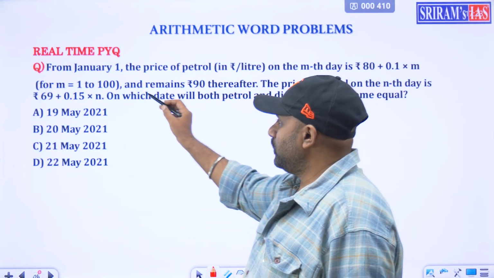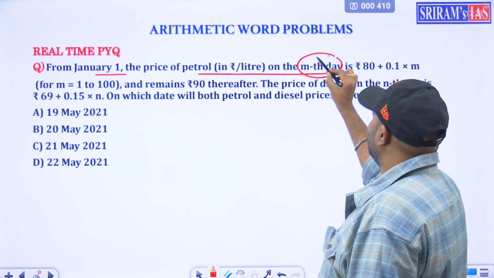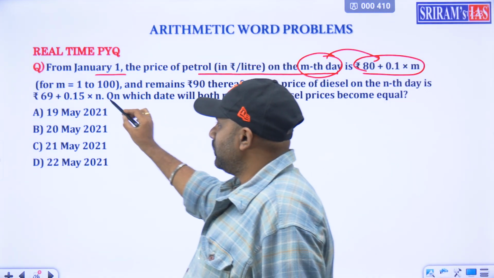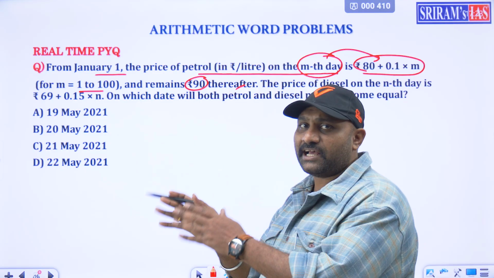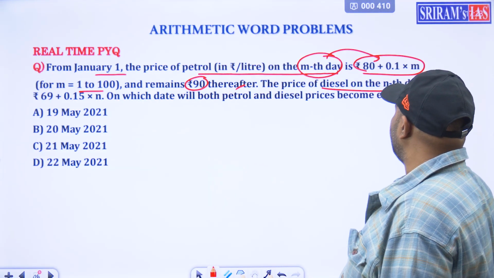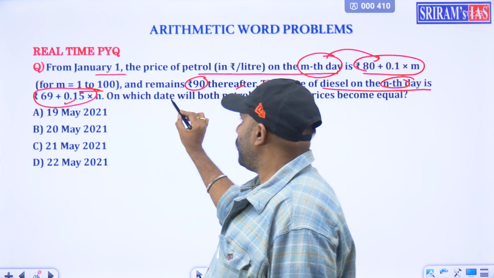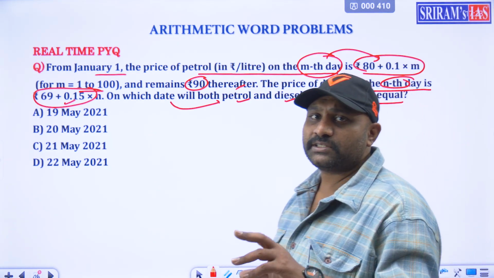Very important. From January 1st, the price of petrol on the mth day is 80 plus 0.1 m. This is the basic thing. M is from 1 to 100 and then remains 90. That is very important. Until 90 is the last price. The price of diesel on the nth day is 69 plus 0.15 n. On which date will both petrol and diesel prices become equal? So this is the question being asked.